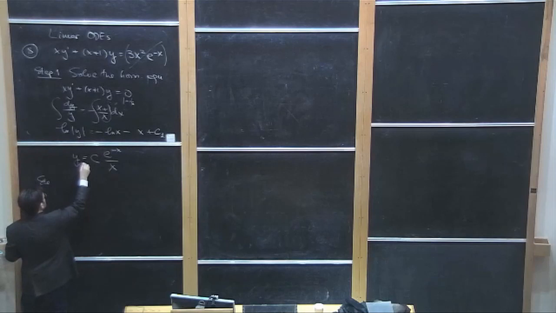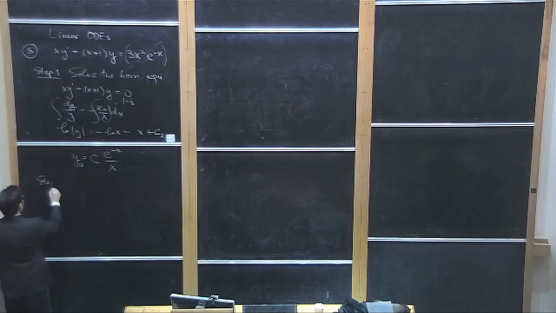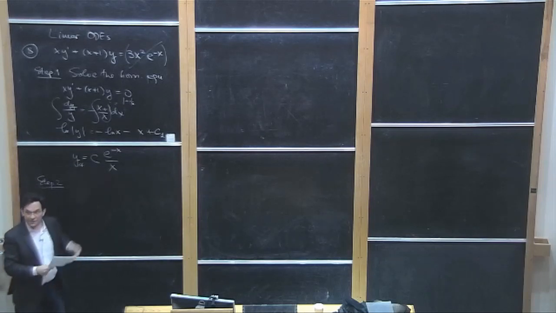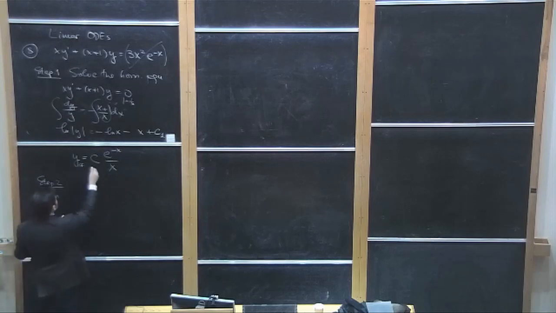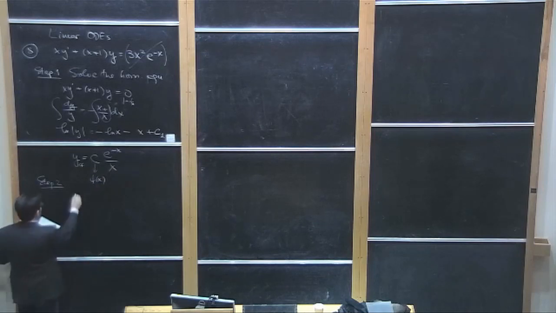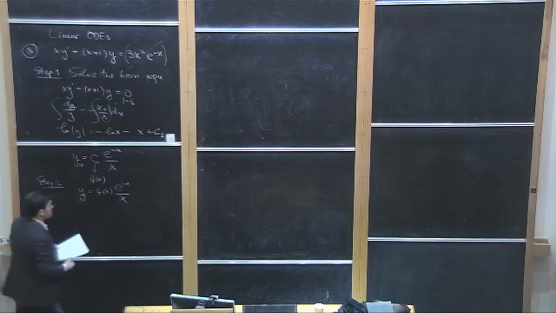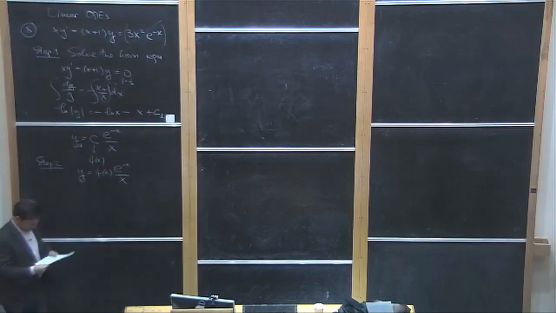This is sometimes called the complementary function, or the homogeneous solution, or whatever you like. Step 2, weaponize the constant. What you do is you turn the constant into a function. And you say, I shall look for a solution in the form psi of x times e to the minus x over x. Okay? So, well, let's see if this works.